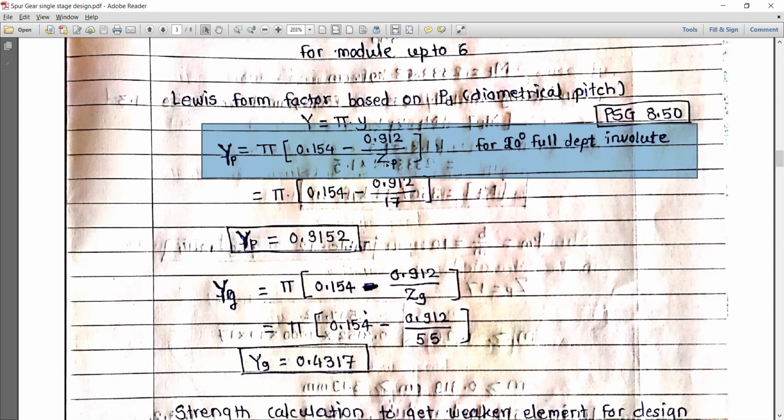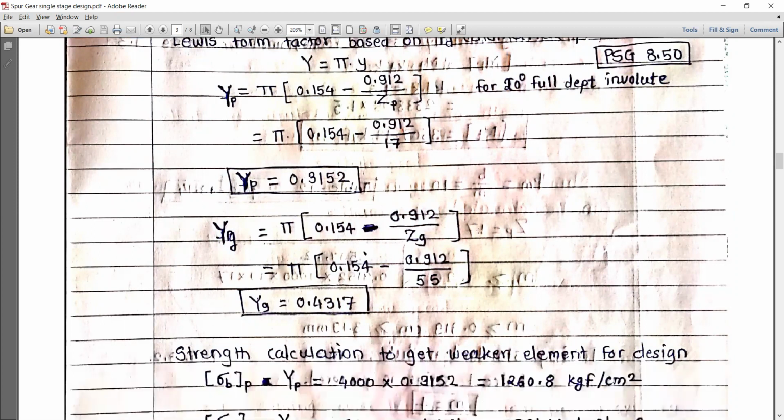ZP is nothing but the number of teeth on the pinion. So P stands for pinion, G stands for gear. Okay, so we have to find this out. So putting ZP is equal to 17, what do we get? Capital YP is equal to 0.3152. Similarly, for the gear we will find out. The number of teeth on the gear is 55. So putting that value, what do we get? YG is equal to 0.4317. Okay, here we are only calculating the Lewis form factor.